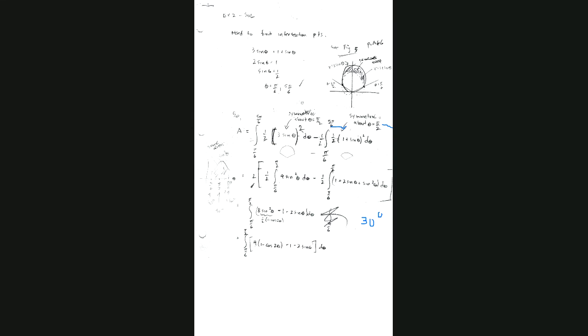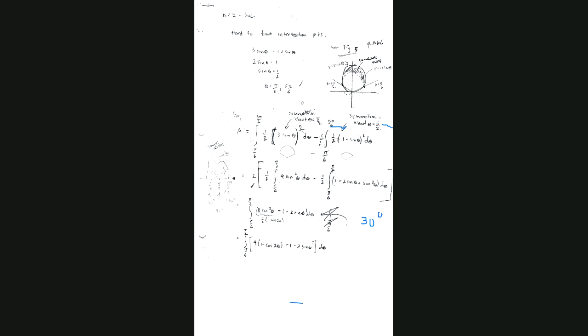So this is what you want to do. The area that you're looking for, the area A, is equal to the integral from pi/6 to 5 pi/6 of 1/2 times (3 sine theta) squared d theta, minus 1/2 times the integral from pi/6 to 5 pi/6 of (1 plus sine theta) squared d theta.